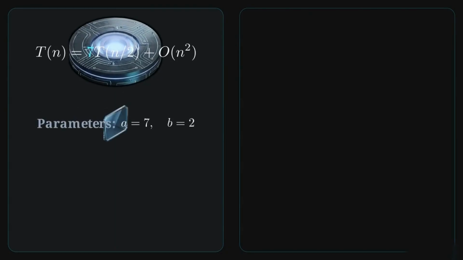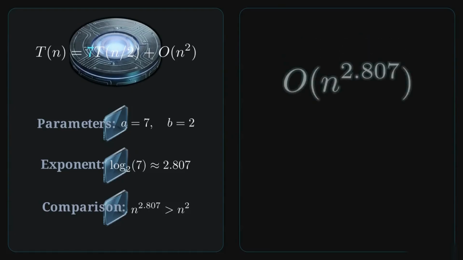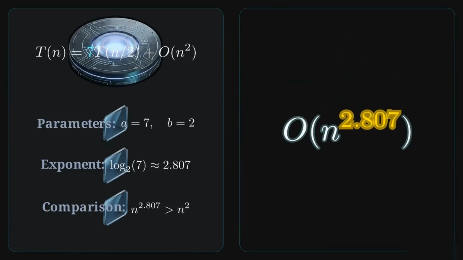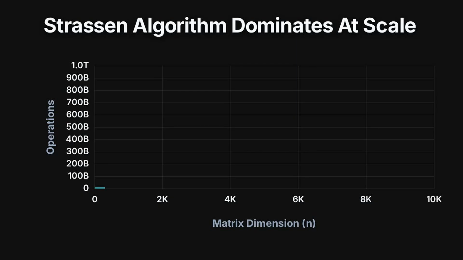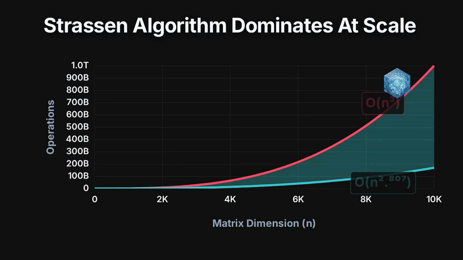This split screen diagrams the formal recurrence relation for Strassen's method. When we apply the master theorem to solve it, the complexity mathematically binds to O of n to the power of 2.807. This translates to a substantially better asymptotic time complexity. As the dimensions of the matrices increase, the gap between cubic scaling and 2.807 scaling widens, allowing Strassen's algorithm to completely dominate standard multiplication in raw processing speed.